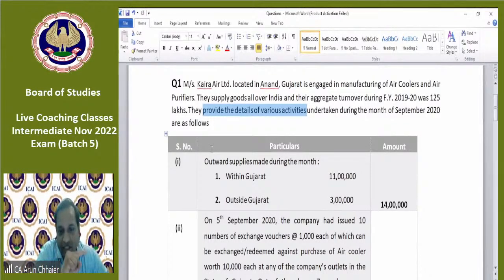Outward supply within Gujarat 11 lakh and outside Gujarat 3 lakh. Please tell me, within Gujarat is called intrastate or interstate? I will ask multiple questions on every line just to be sure.